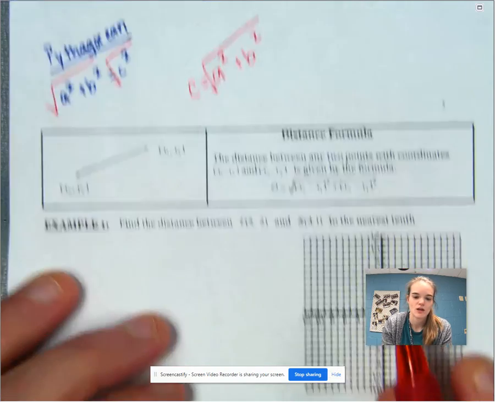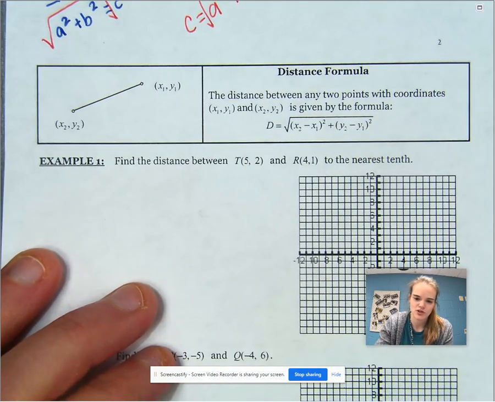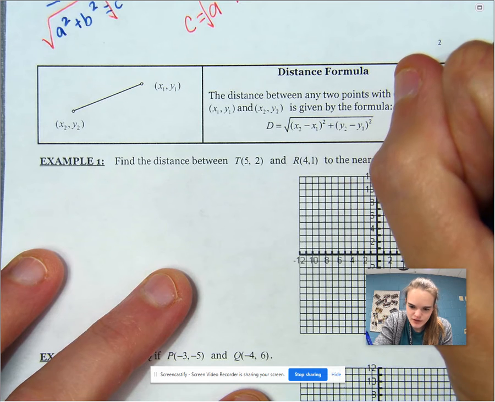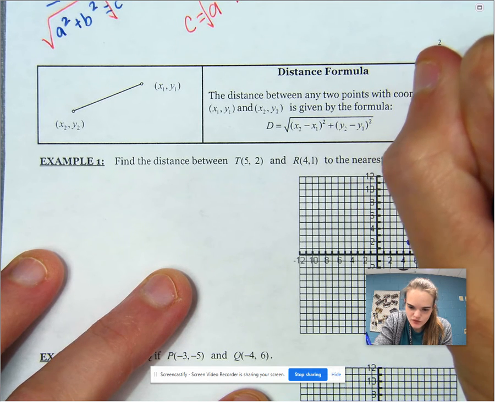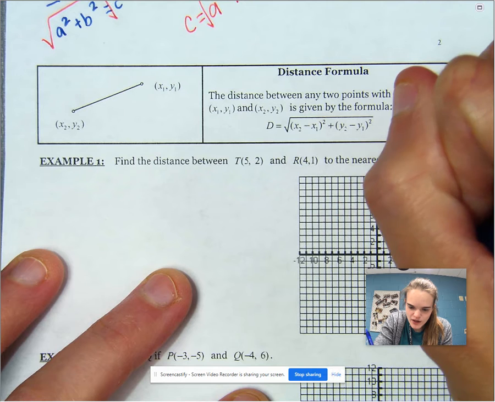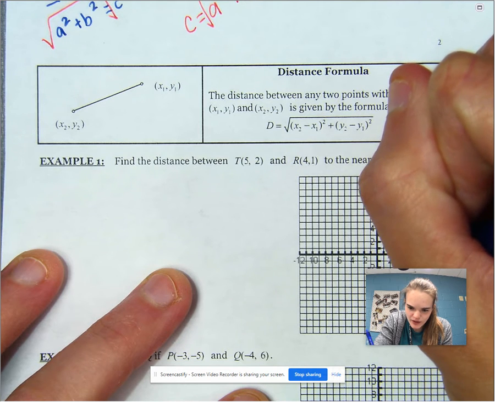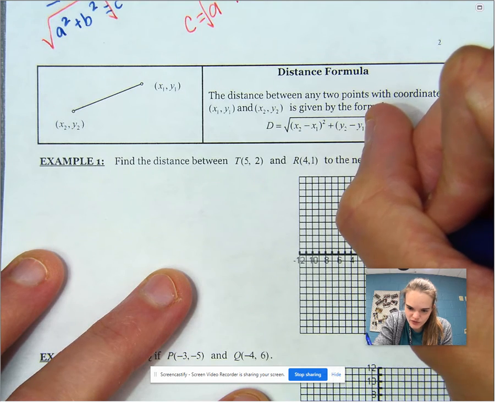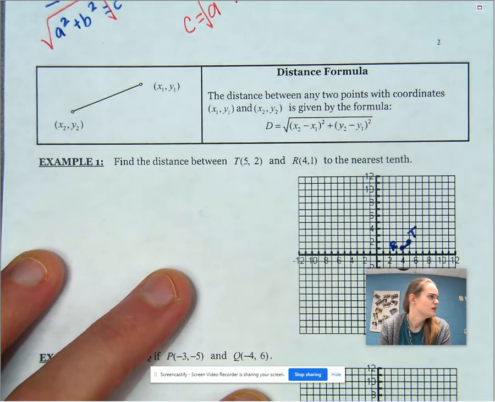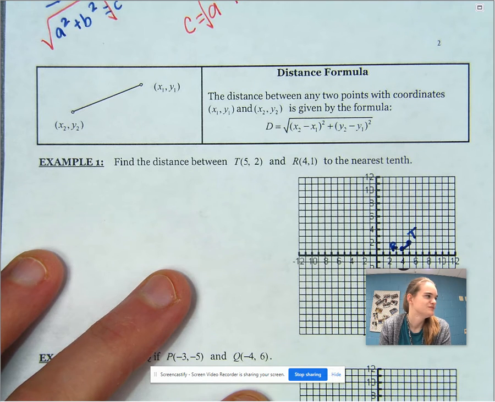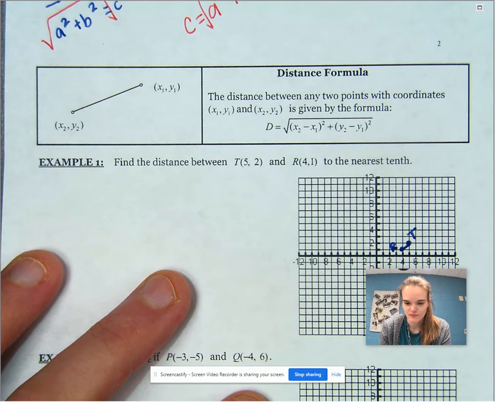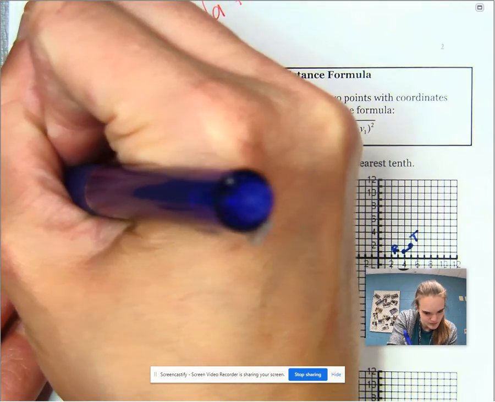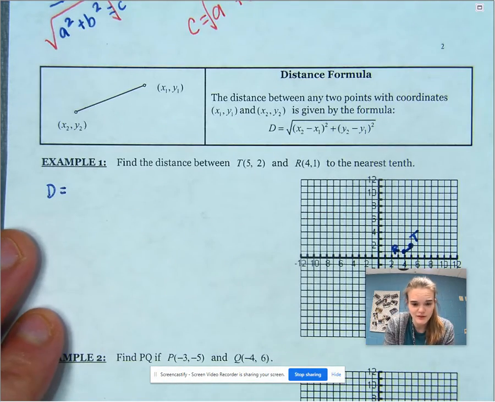Here's why. Let's look at example 1, graph it and determine the distance. So I've got 5 and 2, and 4 and 1. Well, that's not very nice. That's very small there. I'm very sorry that it's that small. There it is, that little tiny line there. Some of you are probably like, oh, well, the distance is 1. It's not. All right, let's do it with the distance formula. Then we'll talk about doing it with the Pythagorean theorem.